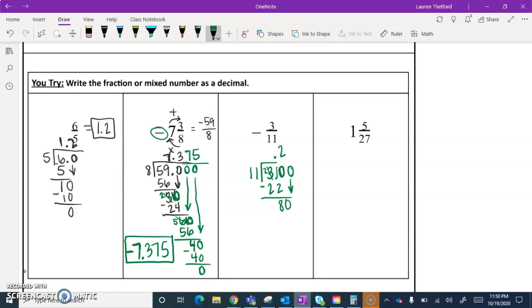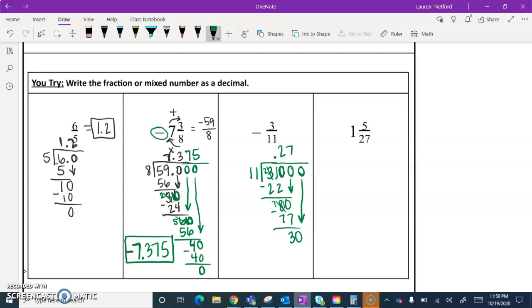11 goes into 80 7 times. Let me extend this over. 7 times 11 is 77. Subtract. 10 minus 7 is 3. 7 minus 7 is 0. Still not a 0 yet, and I don't see a pattern yet. So I'm going to add another 0 and bring that down.